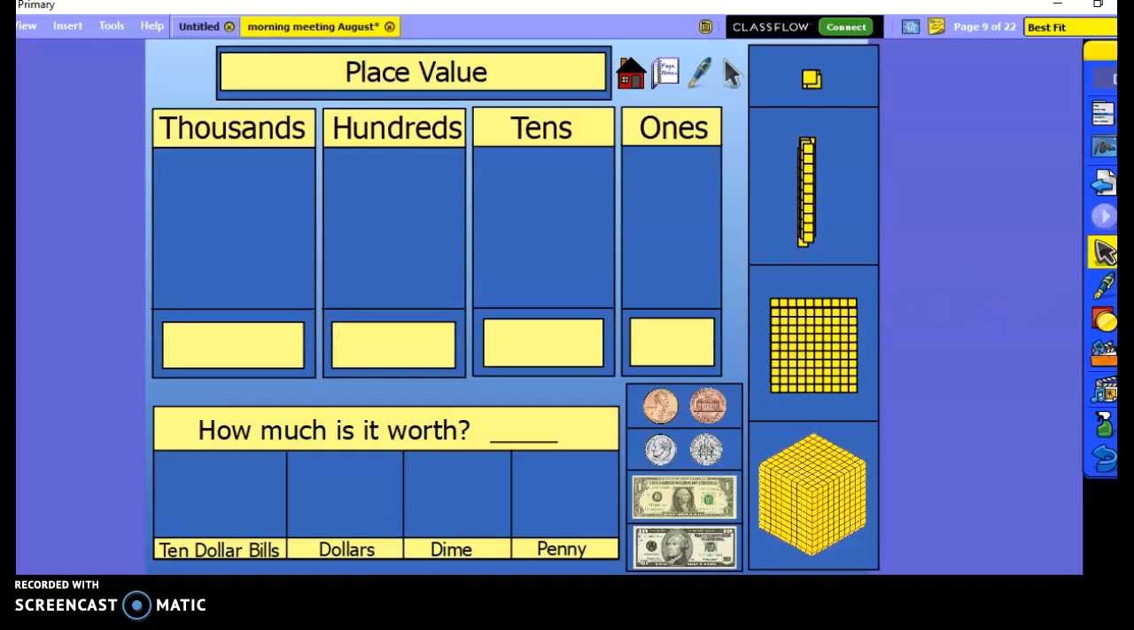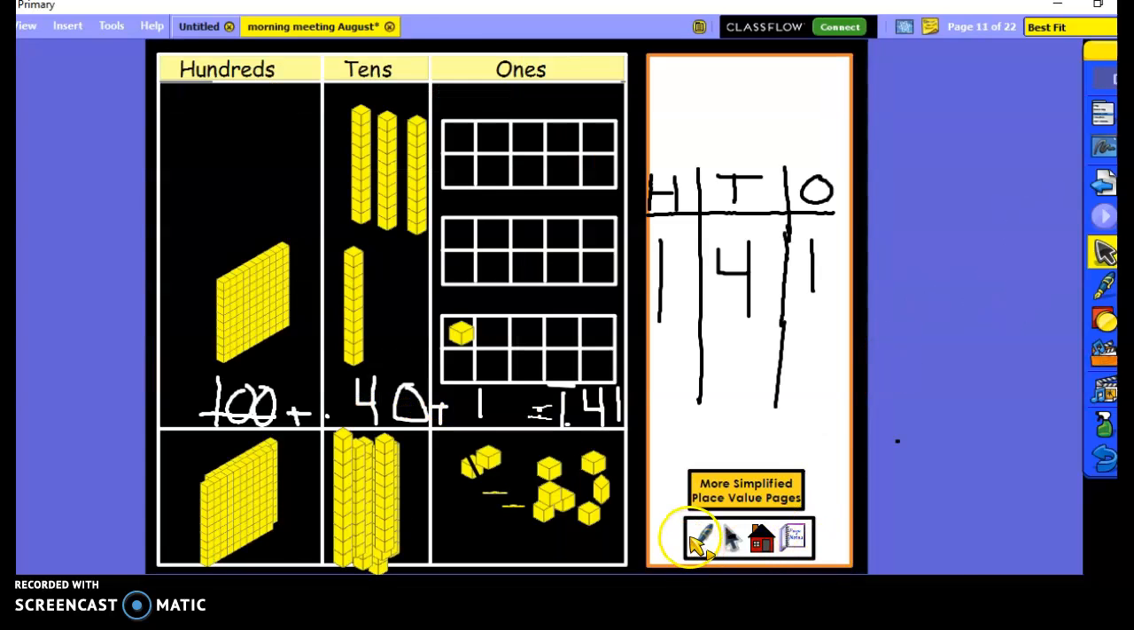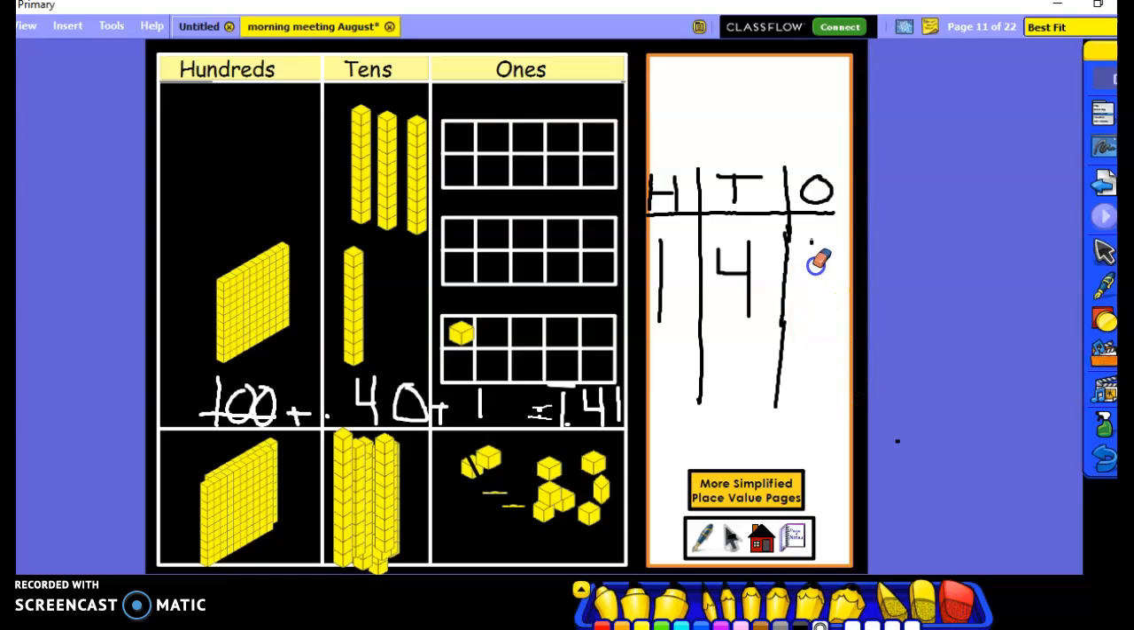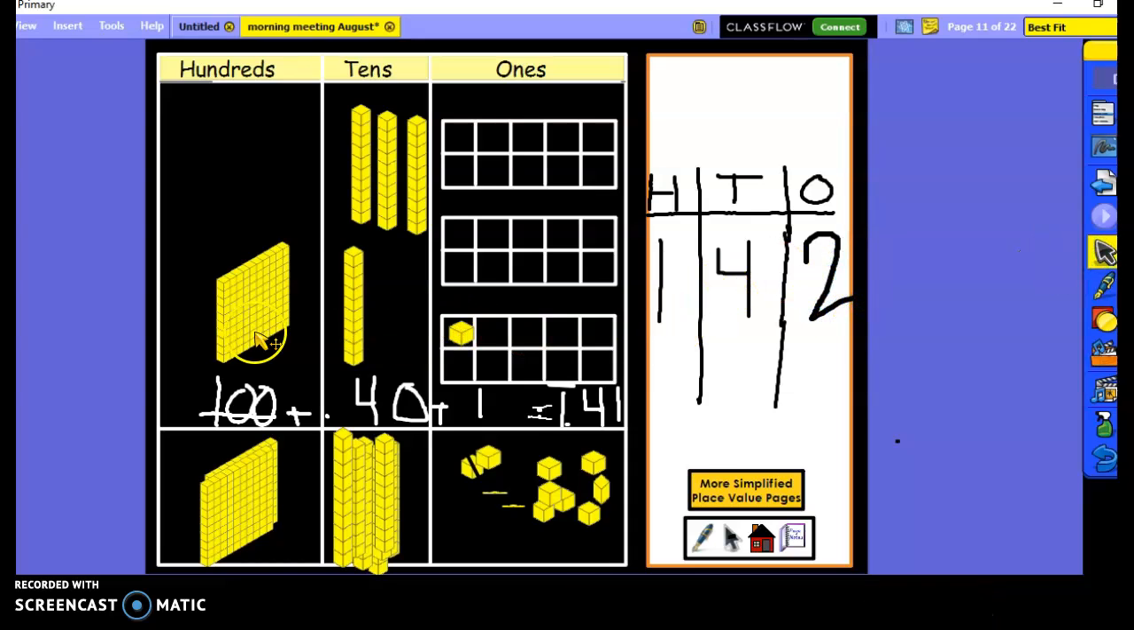We'll go to our place value now. 142 has 100, 4 tens, and how many ones? 2. Right now we have 1. If we add 1 more, we have 2 ones.